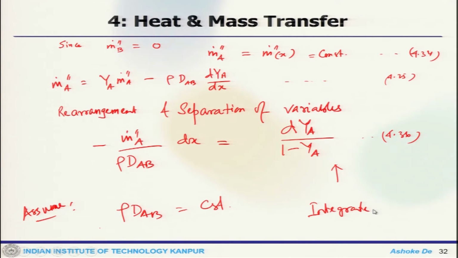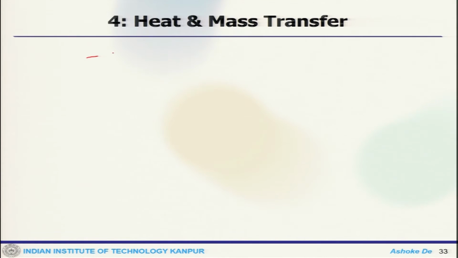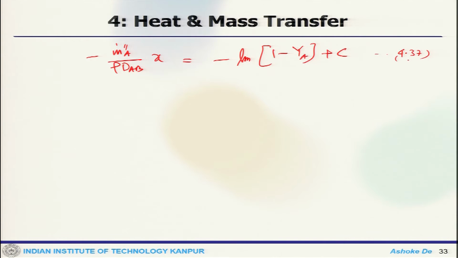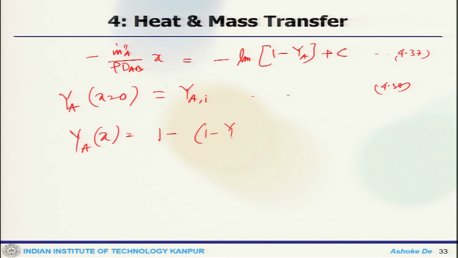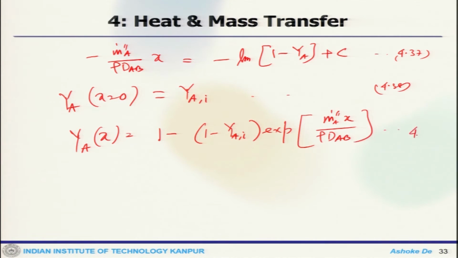So, we can integrate, and what we get is m dot A by rho D A B x equals minus ln 1 minus y A plus C. So, with the boundary condition, y A at x equals 0 is y A I, using that we can eliminate C. So, use this boundary condition, and then we get that y A of x equals 1 minus 1 minus y A I exponential of m dot A x by rho D A B. So, that is what we get.